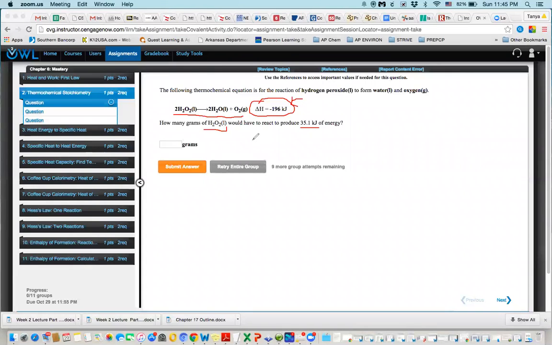You start off with your 35.1 kilojoules of energy. And you're going to use your information up there in the equation, or as part of the equation. This should really say per mole of reaction. So for every one time that reaction runs, you're going to get a negative 196 kilojoules of energy out of it. So let's put a negative 196 down here on the bottom so our units will cancel.